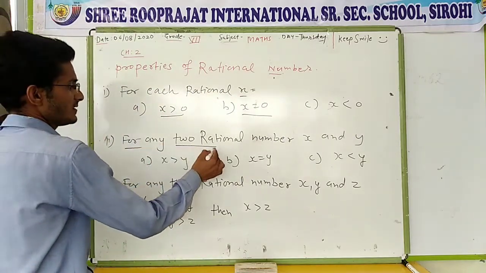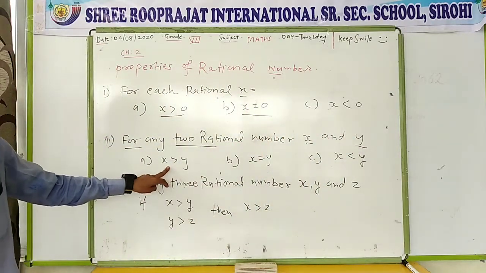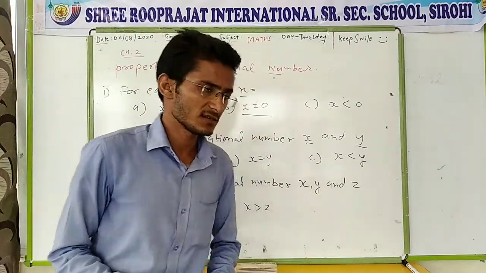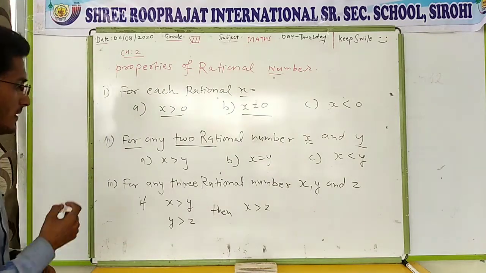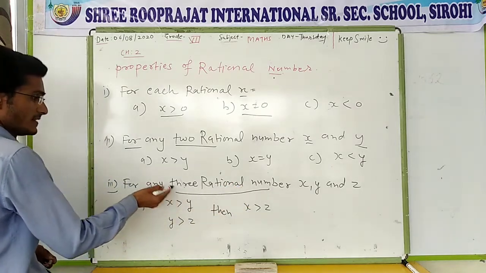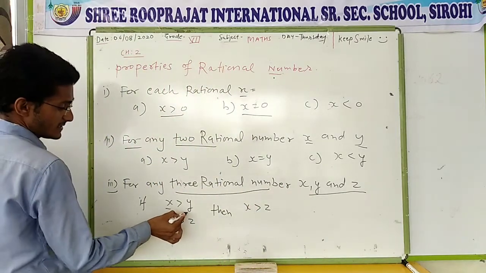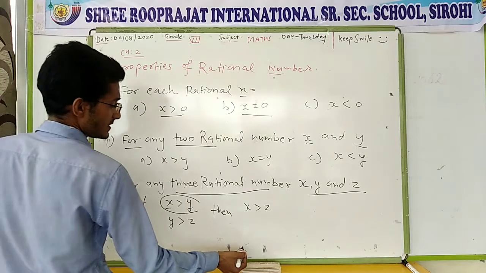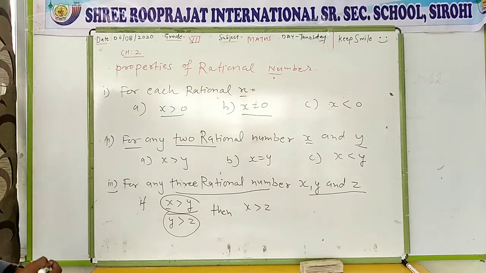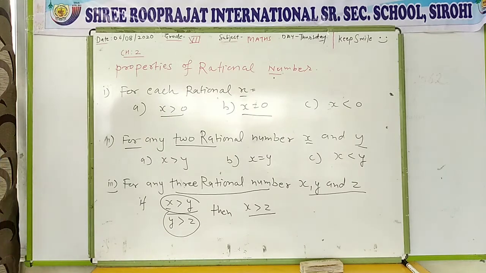Suppose two rational numbers are given, x and y. Either the first rational number is greater than the second one, or both are equal, or maybe the second one is greater than the first one. Last and most important, for any three rational numbers, suppose x, y and z are given. If x is greater than y, the first is greater than the second, and y is greater than z, the second is greater than the third, then x is also greater than z.